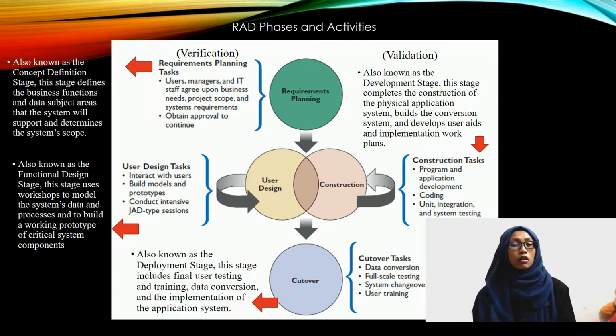Next is the user design. User design is also known as the functional design stage. In this stage, users hold a workshop to model the system data and the process and to build a working prototype of the critical system.